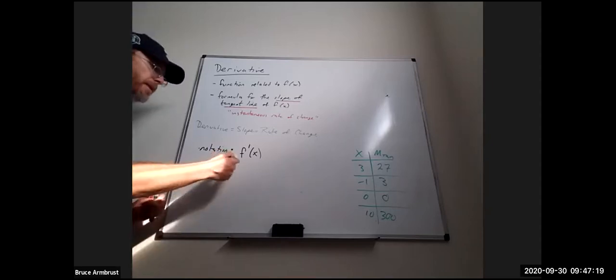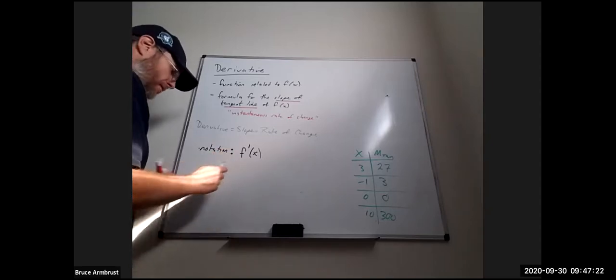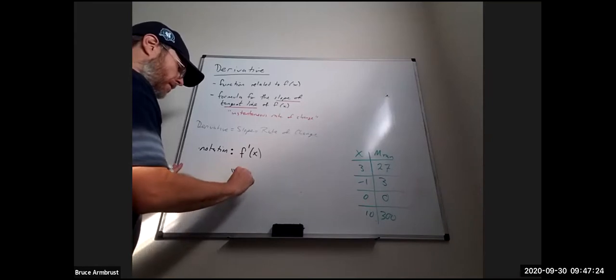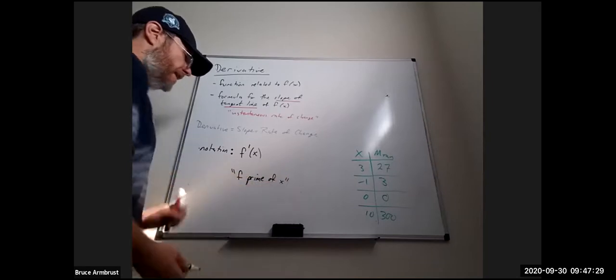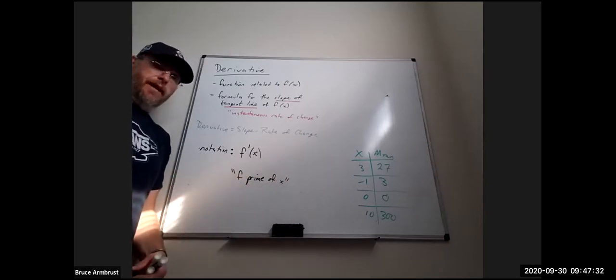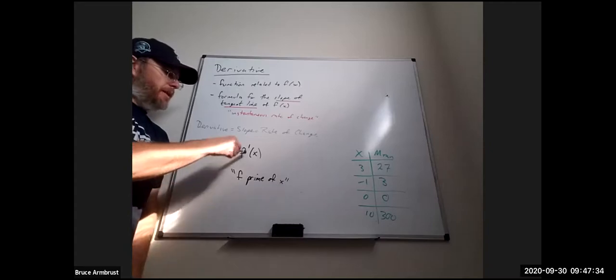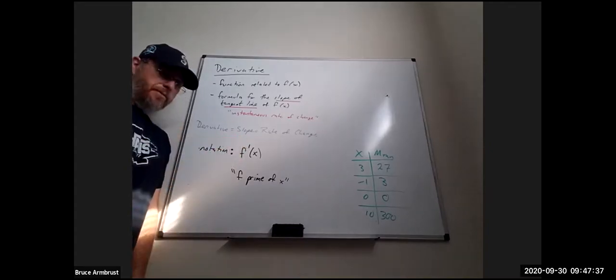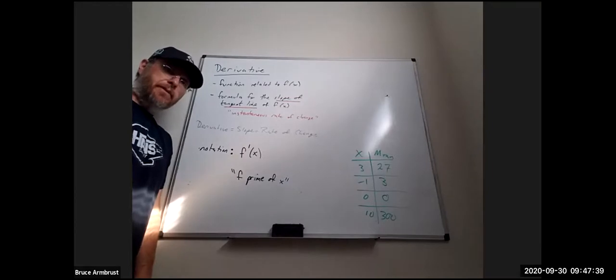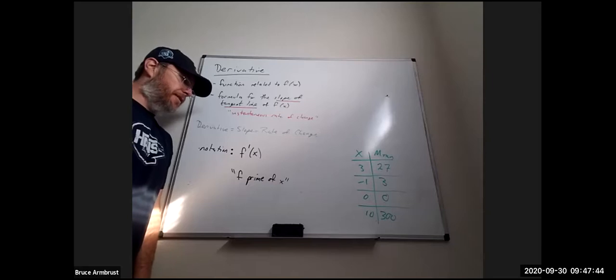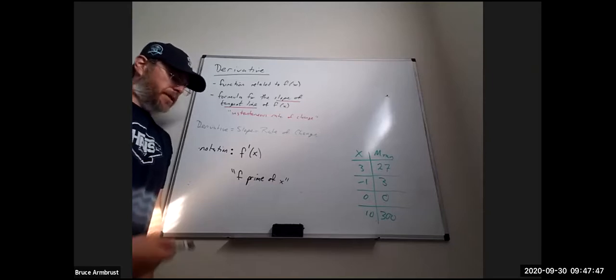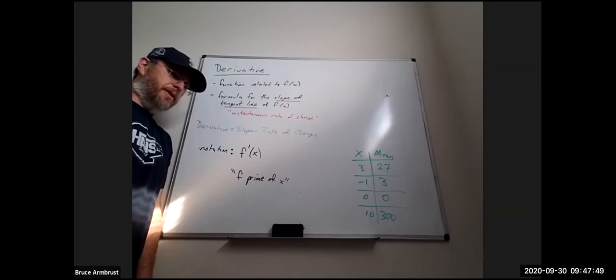Now the way that we say this in words is we say f prime of x. So anytime you've got that apostrophe, that little tick mark up there, we're going to say that's f prime of x. So finding the derivative, finding f prime, is finding the formula that gives us the slope of the tangent line for a given function.